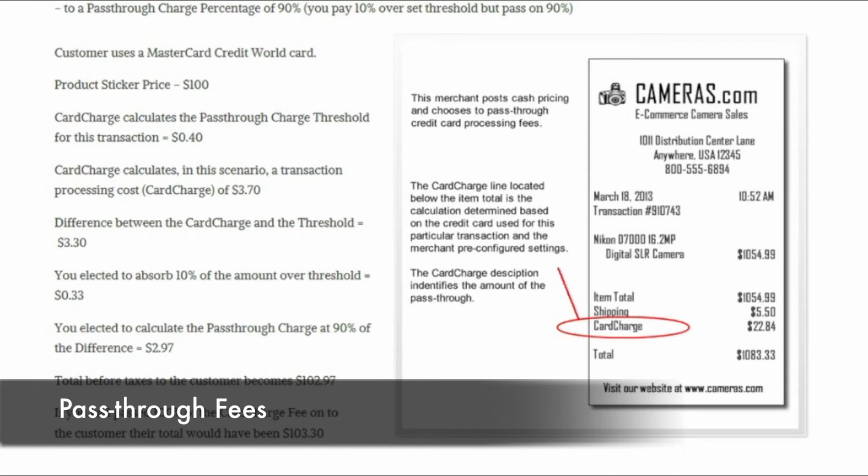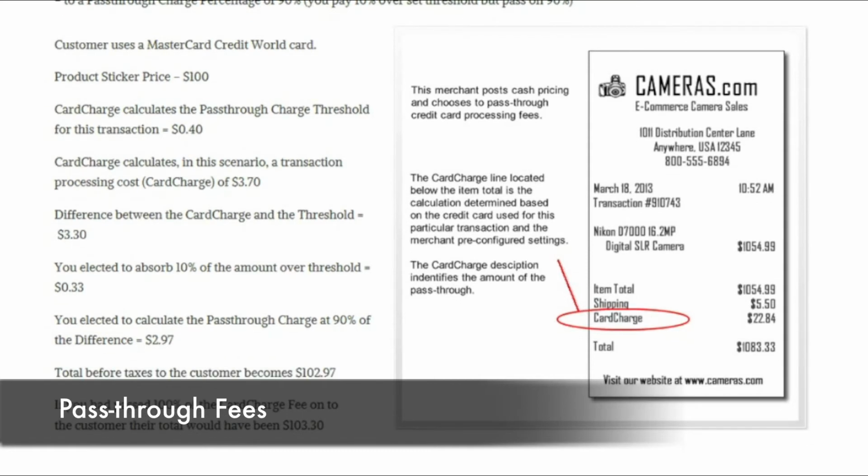Purchasing a $100 product, CardCharge has calculated the pass-through charge threshold for this transaction to be at 40 cents. CardCharge has calculated in this scenario a transaction processing cost of $3.70. Difference between the CardCharge and the threshold being $3.30. The merchant elected to absorb 10% of the amount over the threshold, which is 33 cents.